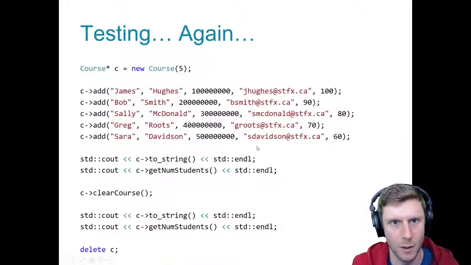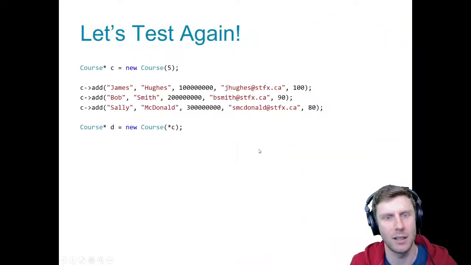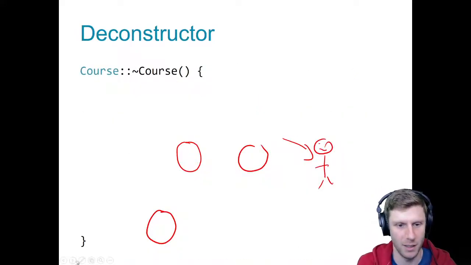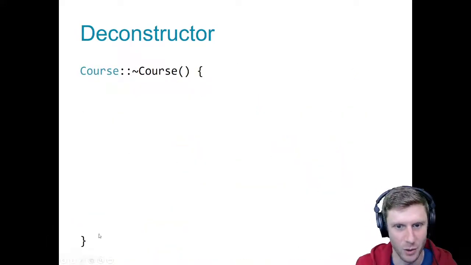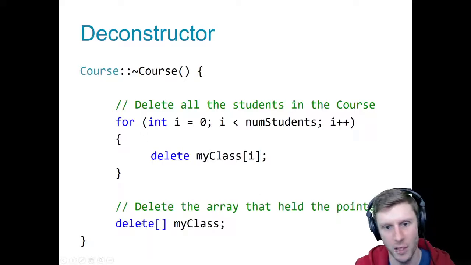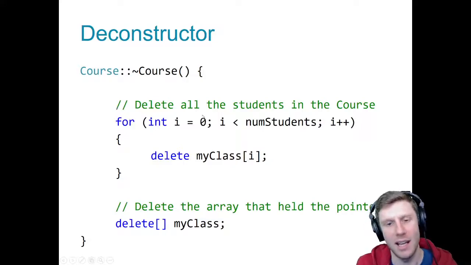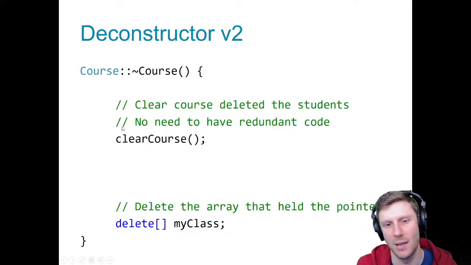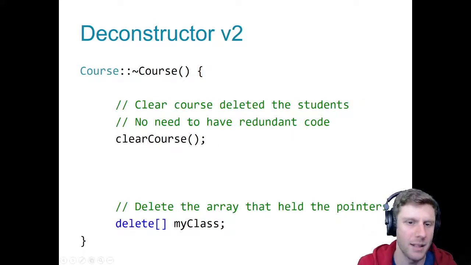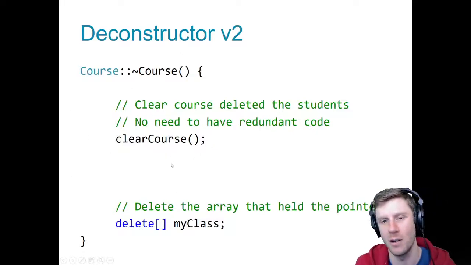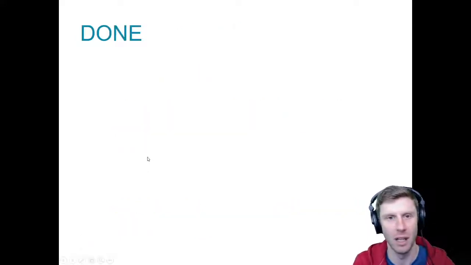Okay, so where was I? Copy constructor, test, copy constructor, yeah, destructor. Okay, cool. So let me erase all of my beautiful artwork. And what are we gonna do? Well, go through each one and then delete the whole class. Fantastic. You might notice that this code right here is the exact same as clear course. So maybe this is a nicer version of the destructor because we don't have redundant code. Cool. But that's it.